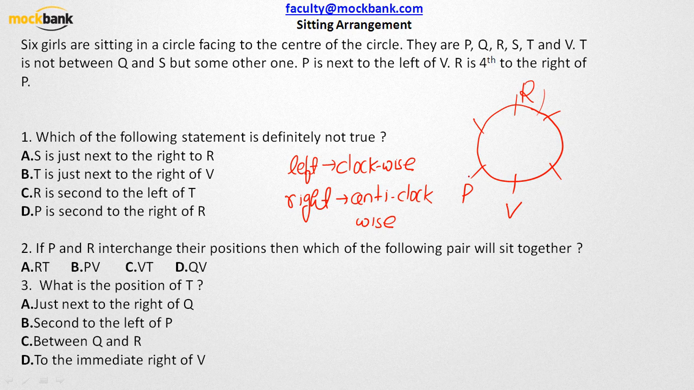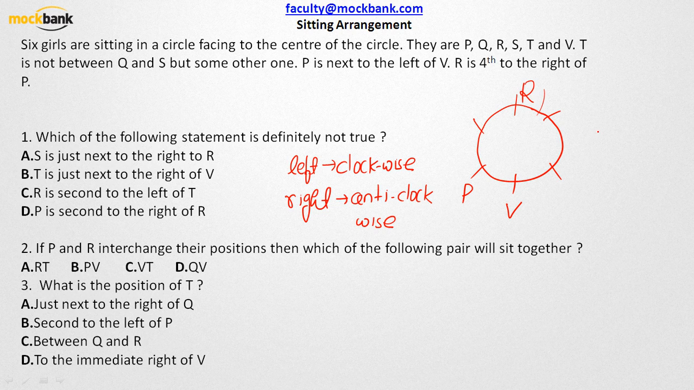And if I have to see from the left perspective, R is second to the left of P, isn't it? This is the first position of left, this being the second position of left. So we can say that R is sitting second to the left of P, or R is sitting fourth to the right of P. Both of them are the same thing.